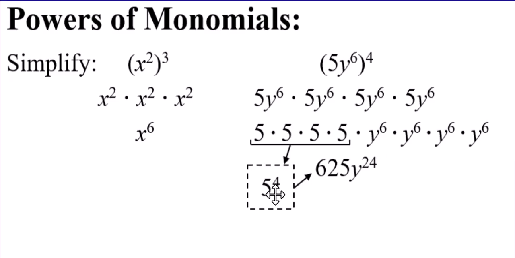And then 5 to the 4th, well, 5 times 5 would be 25. Times another 5 is 125. Times another 5 would be 625. So that's how I got this answer.